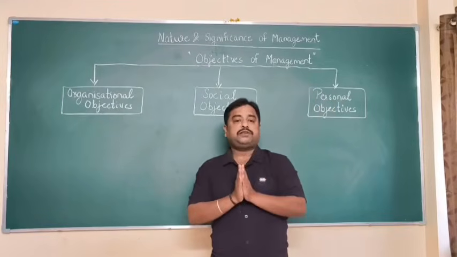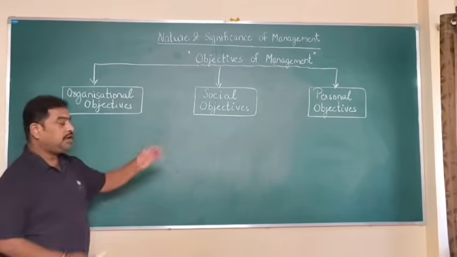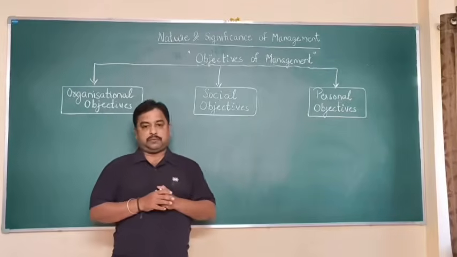So there are 3 objectives of management. One is organizational objectives, social objectives, and the personal objectives.